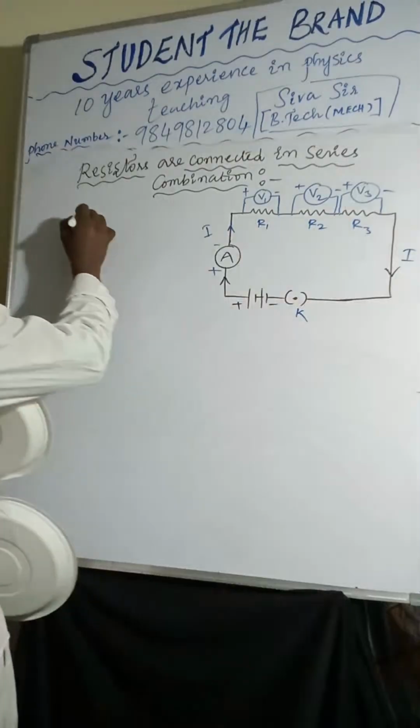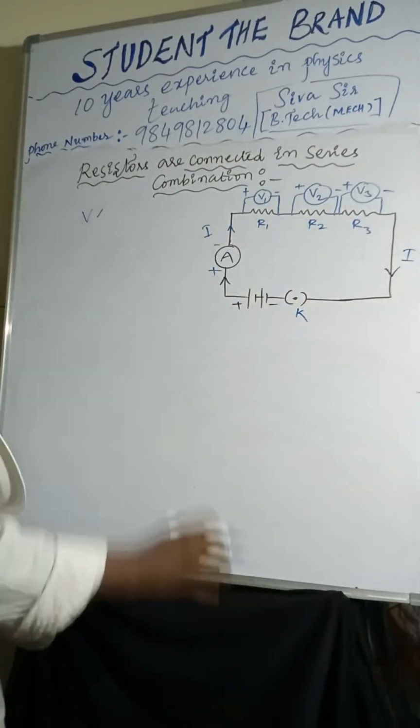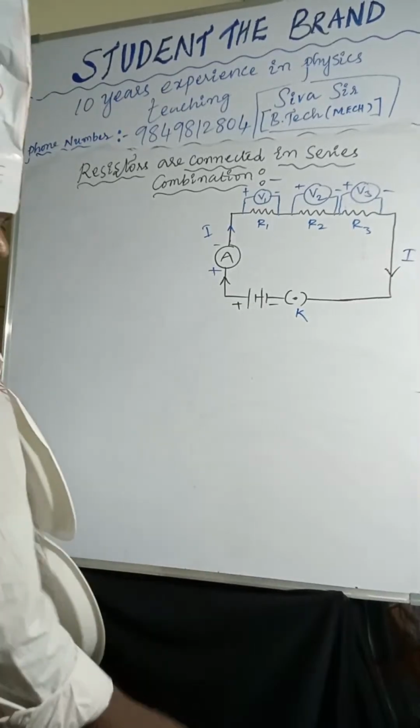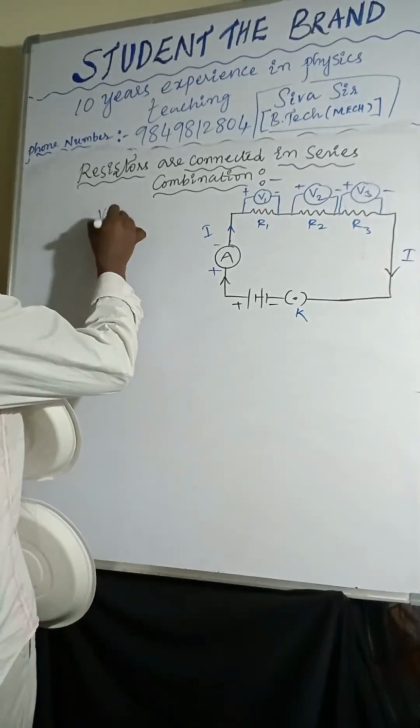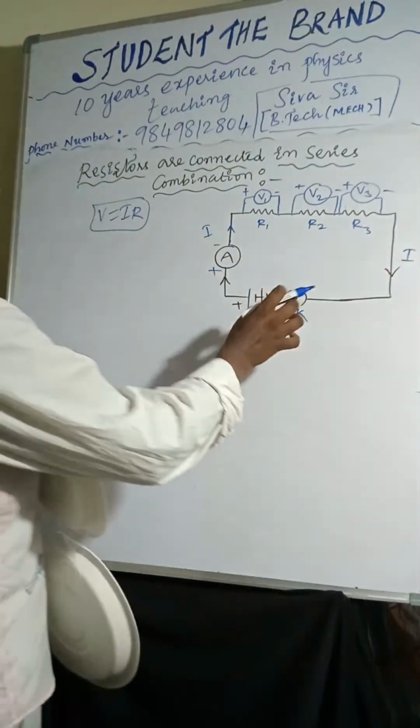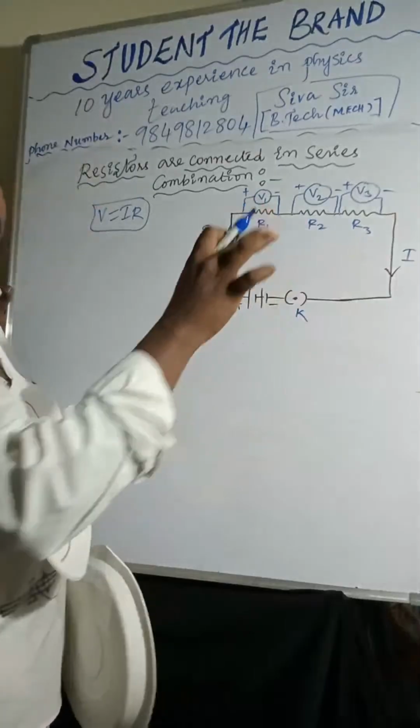From Ohm's law, V equal to IR, so V is directly proportional to I. Here, whatever current is flowing throughout the circuit is the same.